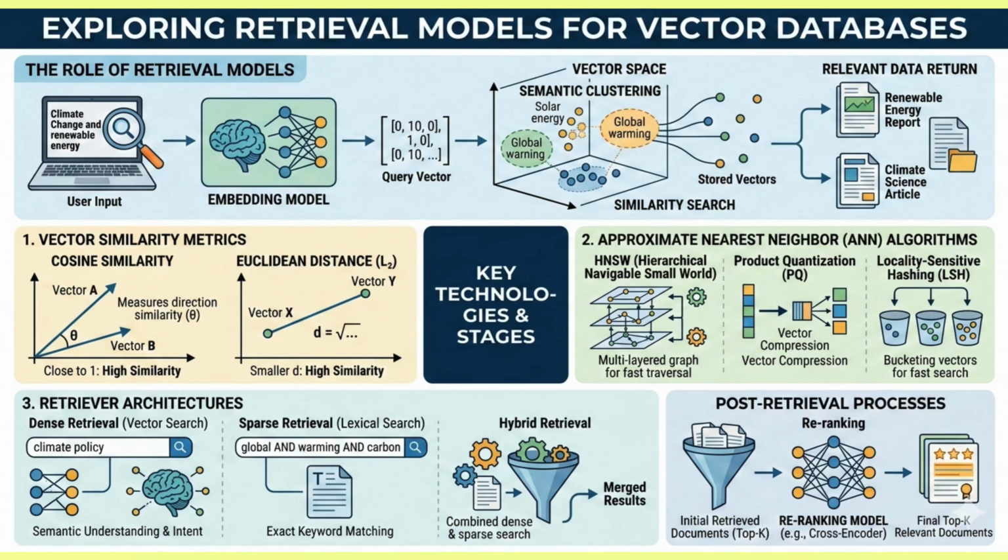Since a brute force search is computationally infeasible for large databases, retrieval models use ANN algorithms to quickly find the approximate nearest neighbors. This trades a slight loss in perfect recall for massive speed gains. So common ANN algorithms include HNSW, which basically builds a multi-layered graph where each layer is a skip list that enables fast traversal from a random point to the nearest neighbor. It is one of the most popular and efficient methods.